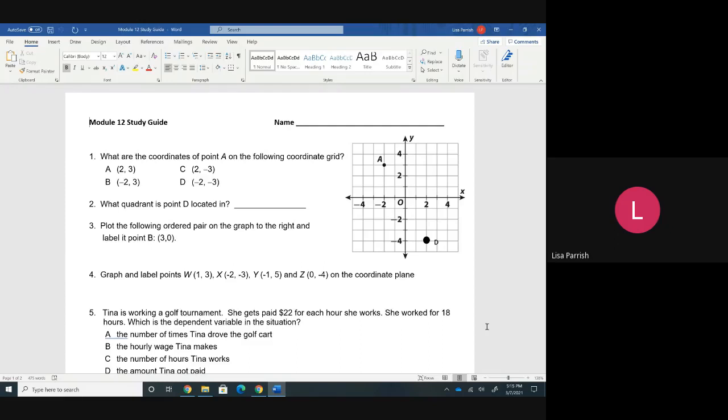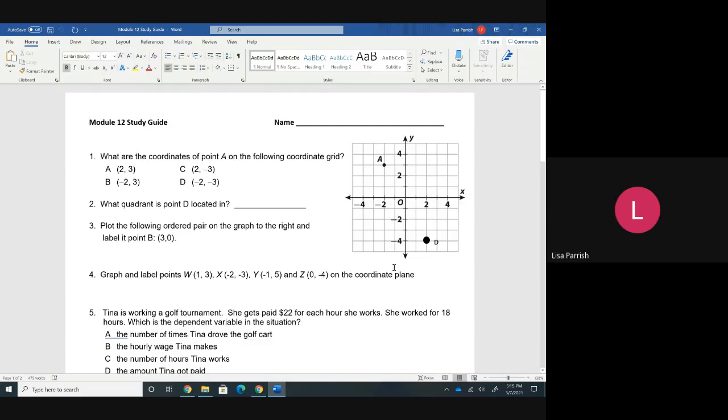We're going to be using this graph right here to answer and solve questions 1 through 4. All of these will involve the coordinate plane. Number 1 says, what are the coordinates of point A on the coordinate grid? You want to look over here on your coordinate plane, and there's point A. You have 4 choices here, multiple choice.